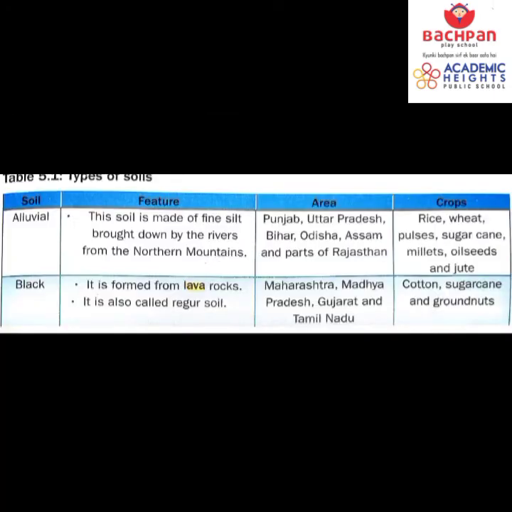So dear students, do remember, the other name of black soil is lava soil. It is also known as regur soil because it is formed from lava rocks. When the volcano erupts, the lava flows down. It is generally found in areas like Maharashtra, Madhya Pradesh, Gujarat and Tamil Nadu. And which type of crops can we grow? Yes, we can grow cotton, sugarcane and groundnuts.